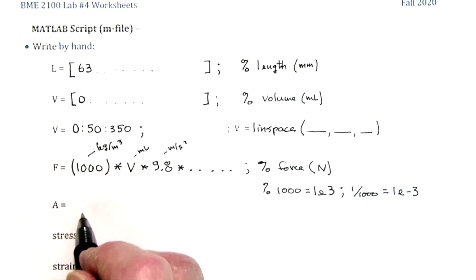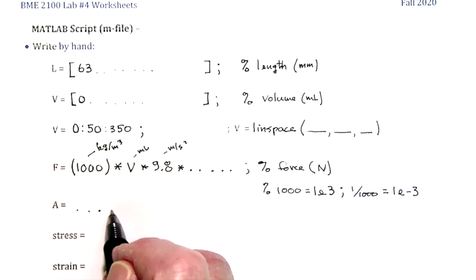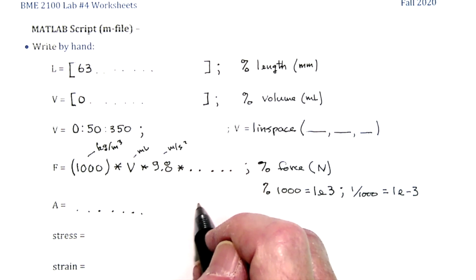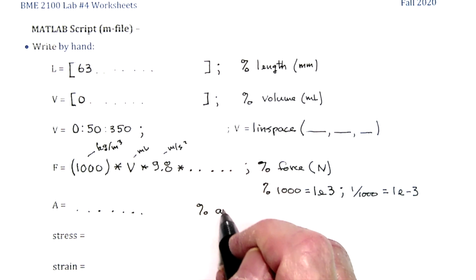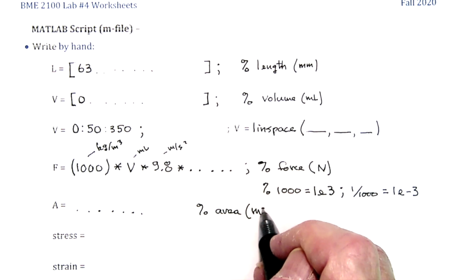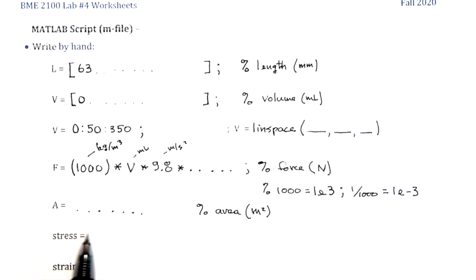Going on, for area, use the measurements we've made of the cross-section of the rubber band to put in values there to allow you to calculate area. Make a comment here, in units of meters squared. Make sure you put that in units of meters squared there. Oh, and keep 2 significant figures for area.